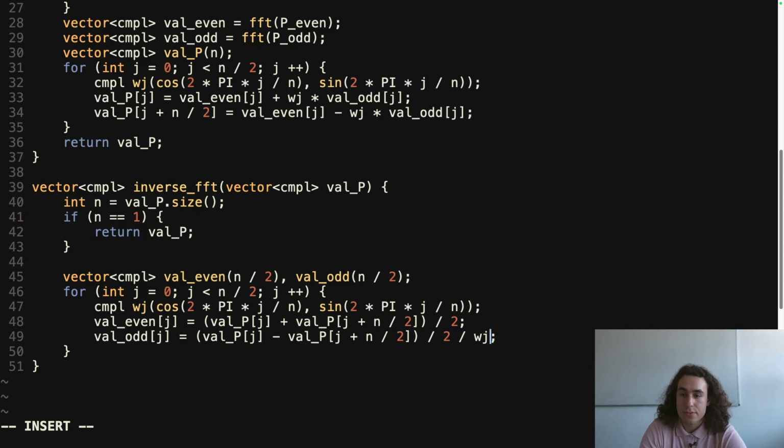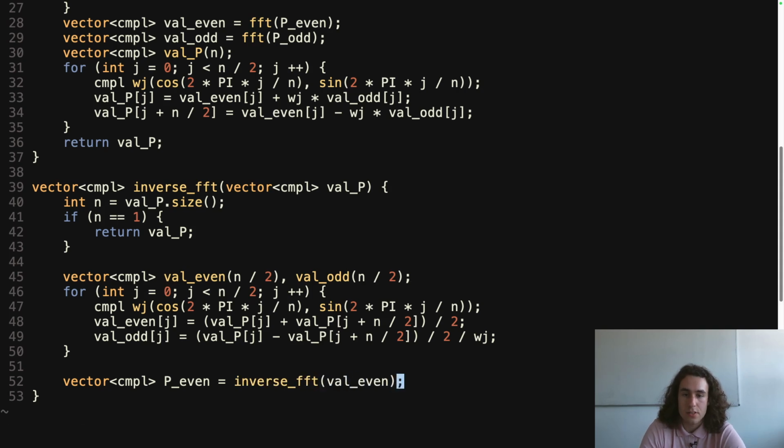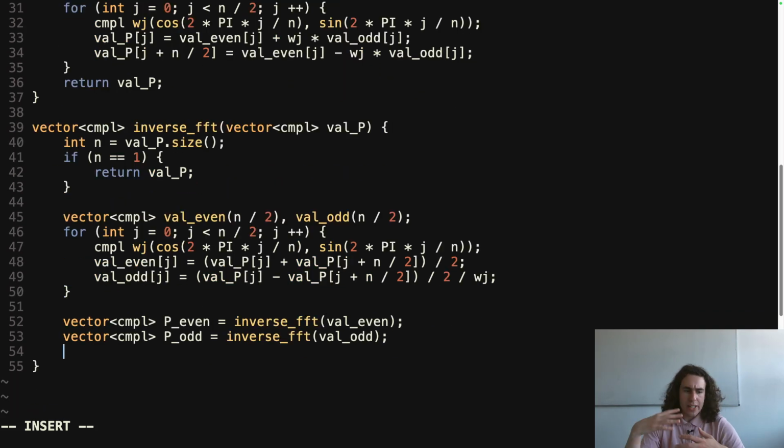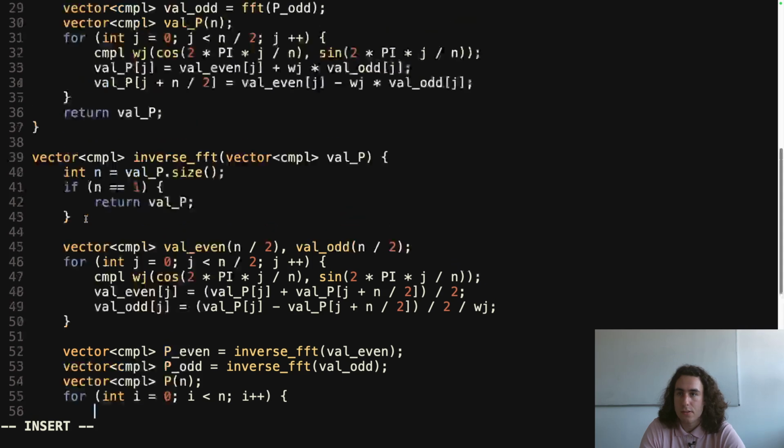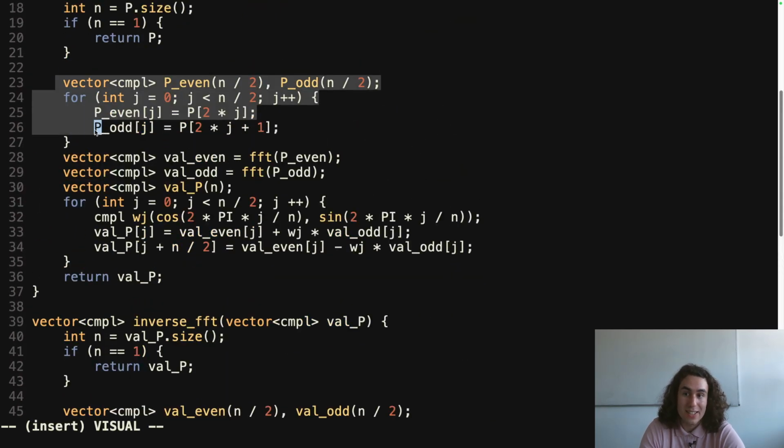So now I have val even and val odd. Given the val even and val odd, I can just recursively compute our p even and p odd coefficients, right? Inverse FFT of val even and inverse FFT of val odd. And then I just have all the even coefficients and all the odd coefficients of p. I just combine them together, right? From 0 to n.